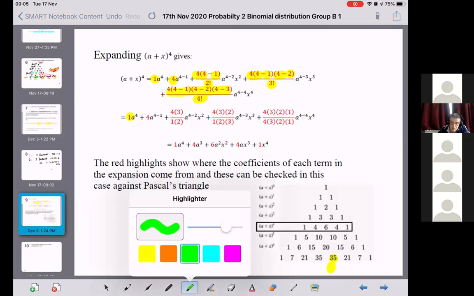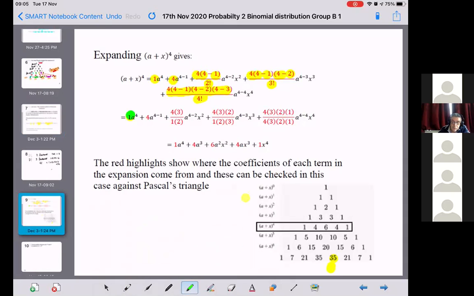Just let me change my color. That 1 comes from there. That 4 comes from there. 4 times 3 on the top. 2 factorial is 1 times 2. We have 4 times 3 times 2 over 3 factorial, and 4 times 3 times 2 times 1 over 4 factorial.